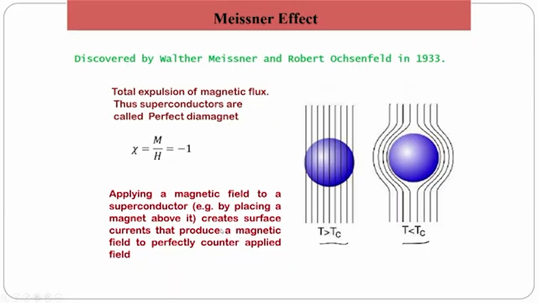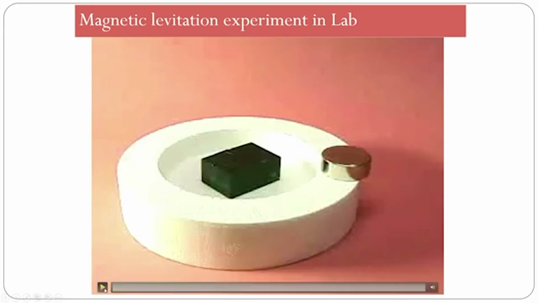and so on. So, if you apply a magnetic field to a superconductor, or by placing a magnet above it, it creates a surface current, and this surface current will produce a magnetic field to expel the applied magnetic field from inside the specimen. This is called the Meissner effect, as we told.